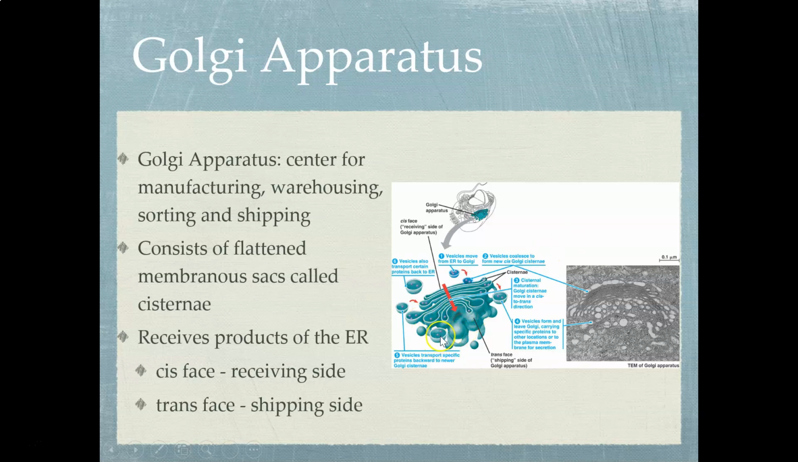If it's something like digestive enzymes that are going to stay in the cell, then these vesicles may go off and become lysosomes, or they may end up at the cell membrane and either just get incorporated into the membrane itself if it's something that's meant to stay there, or it can be excreted from the cell if it's meant to be used somewhere else in your body.